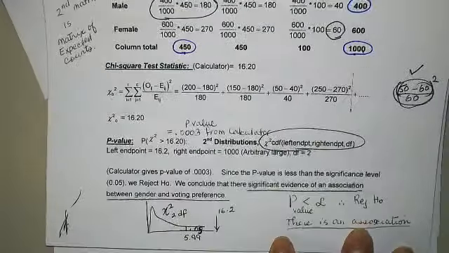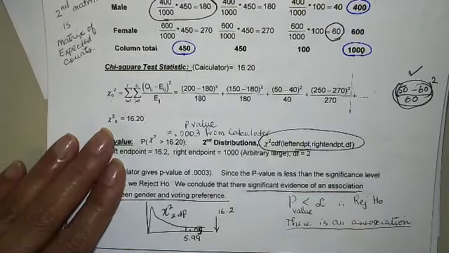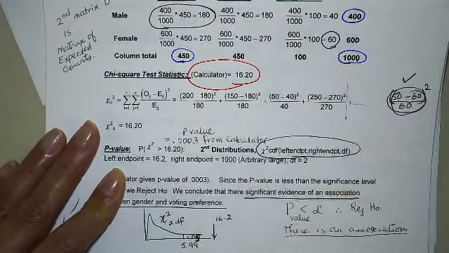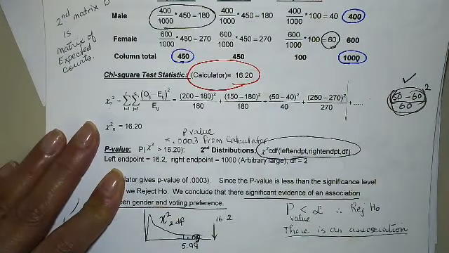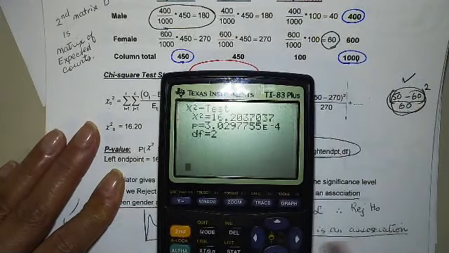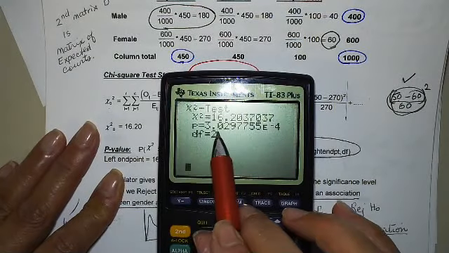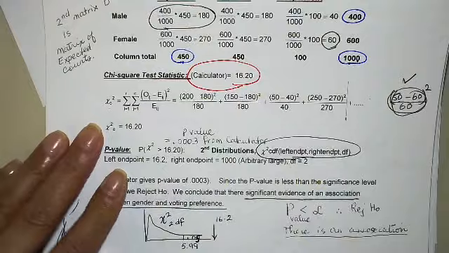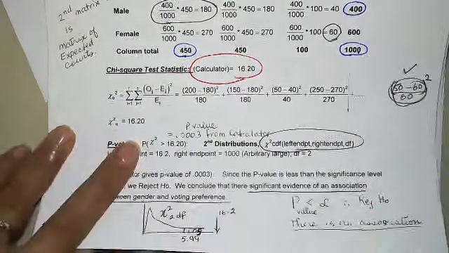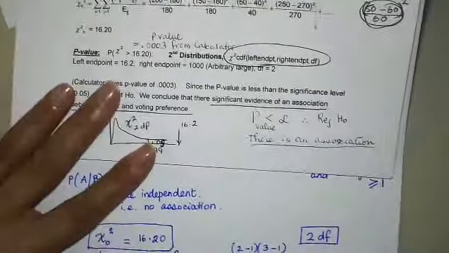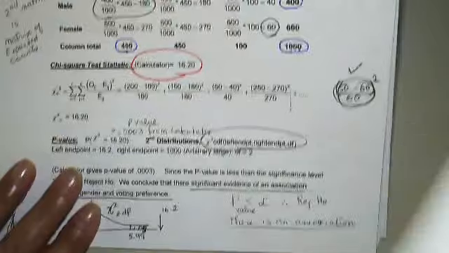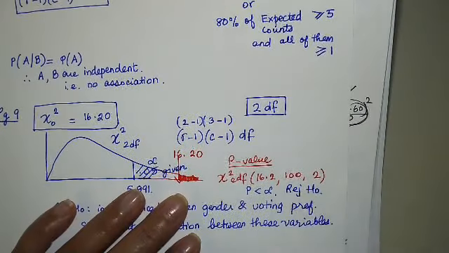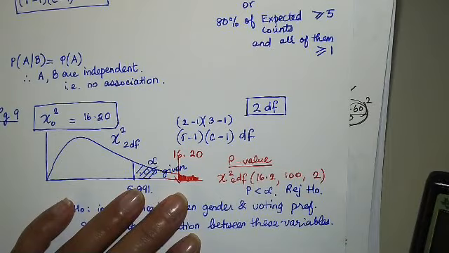And calculate, hit enter. So it says chi-square test statistic 16.20. That's the same number that we got right here, 16.20. And the p-value, 3.0 times 10 to the negative 4.